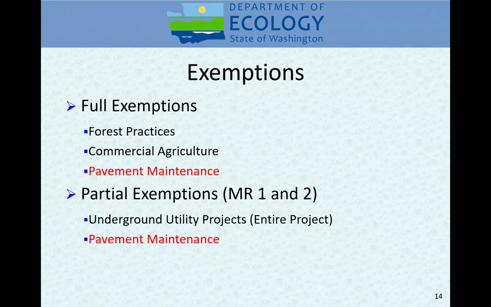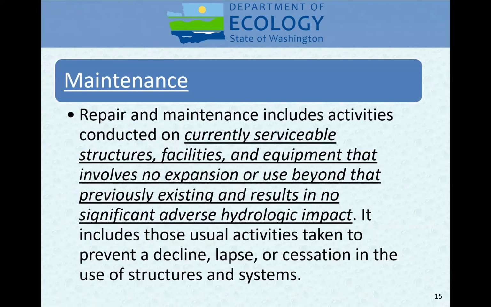And so I'd like to get more detail on what we're talking about here. The first thing I need to do is to identify what we mean by maintenance. So repair and maintenance are on currently serviceable structures that involve no expansion or use beyond that previously existing and result in no significant adverse hydrologic impact.